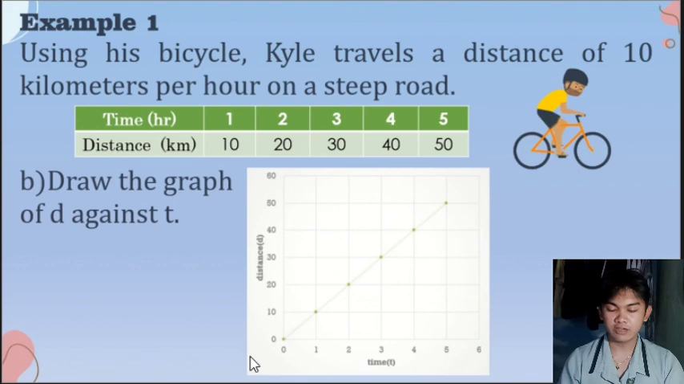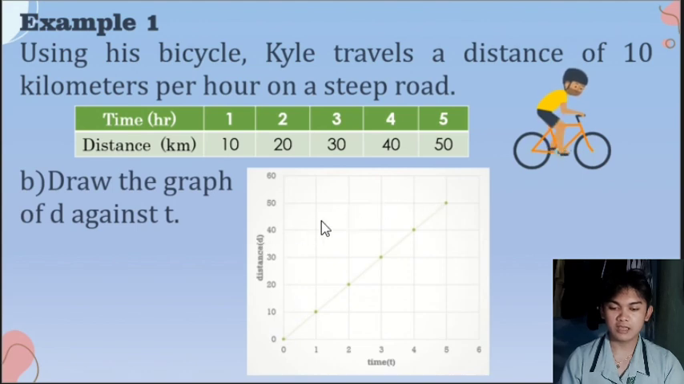So as you can notice, the graph represents a straight line which is going upward, since the values for time and distance are both increasing. When the time increases, the value for distance also increases. So the graph for this table represents a straight line going upwards.